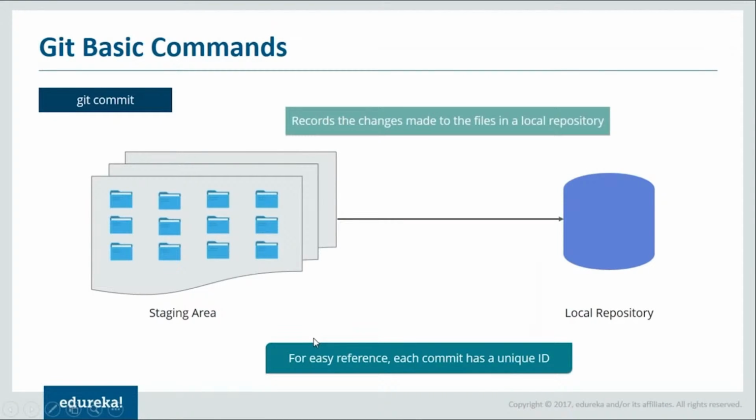Now we are going to see the git commit command. So git commit basically records the changes made to the files in a local repository. So you have all the modified files in the staging area. So when you make a commit, it'll basically record the changes that you have made to the files in that local repository. And for easy reference, each commit has a unique ID. And it is a good practice to always give a commit message, right? So that helps you in understanding what change was done in this particular commit, right? So I'll just quickly open my virtual machine and I'll show you how you can commit changes to the local repository.